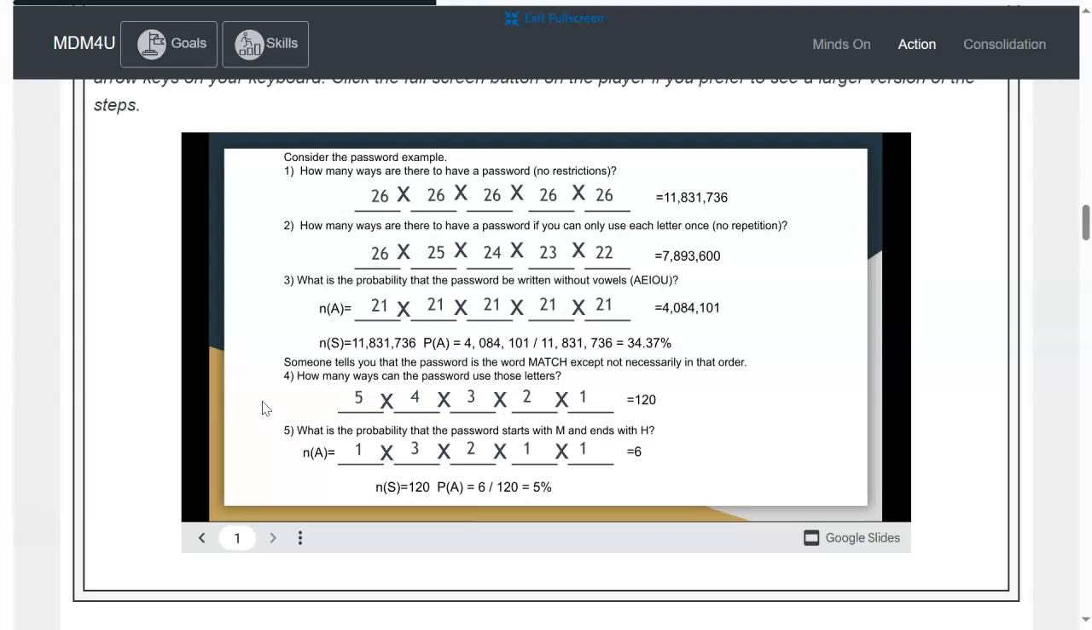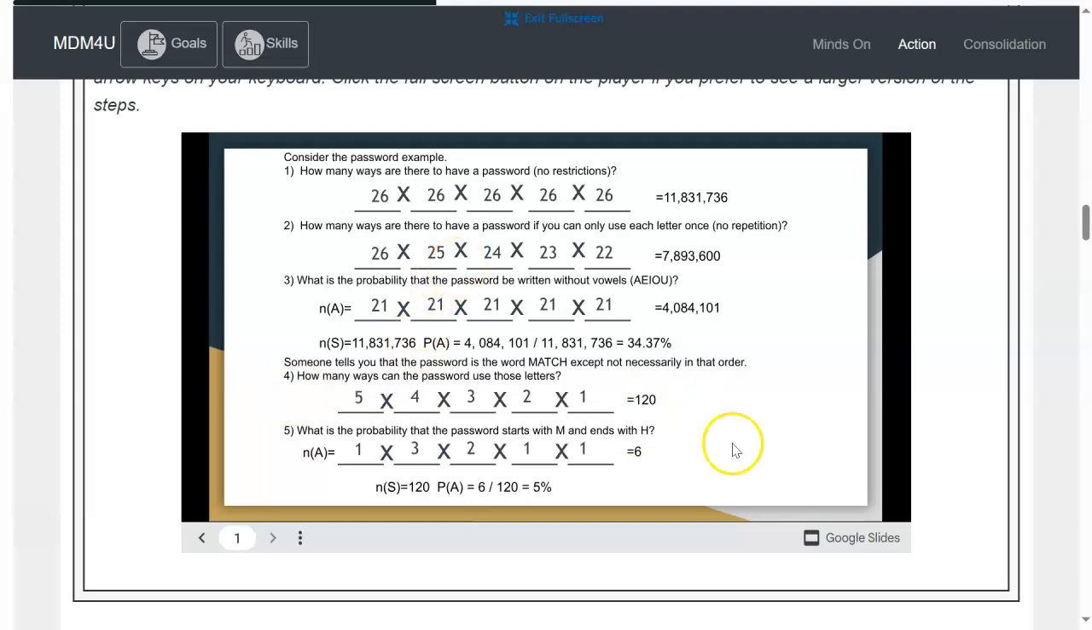So if I had started with the last number first, I would have 26 options for this. So this would be 26. And then my next slot would be 25, then 24, then 23, and then 22. It's always going to be the same numbers. They might not be in the same order, but it won't matter because when you multiply them, you'll end up with the same product. So that's how you get this number here, 7 million, and so on.